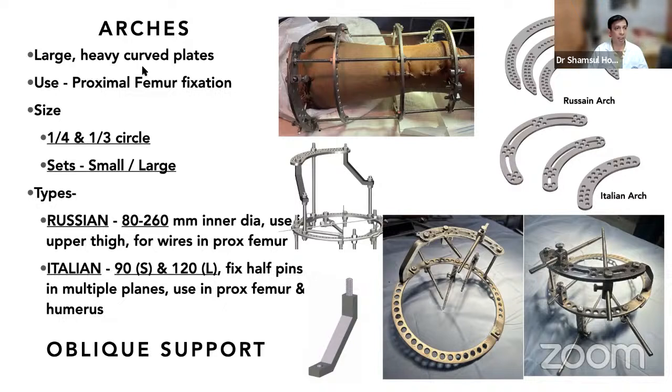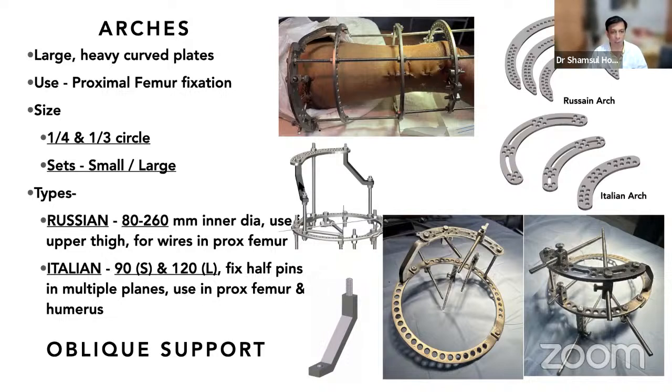So these are the large, heavy curved plates. Use them for proximal femur fixation. Size goes from 1/4 to 1/3 of a circle. Sets are small and large. Of the types, we have Russian, which varies from 82 to 60 millimeter in diameter, used in the upper thigh for the proximal femur. Then we have Italian, that is 90 to 120. Small and large fixed half pins in multiple planes are used in the proximal femur and humerus.